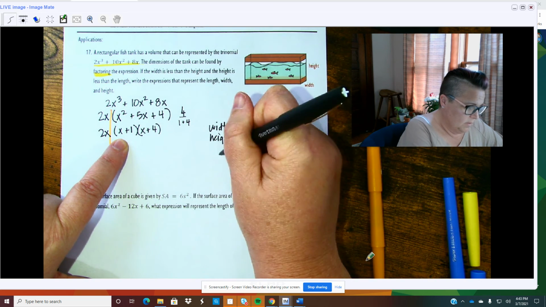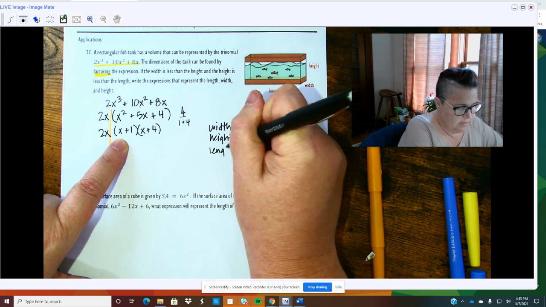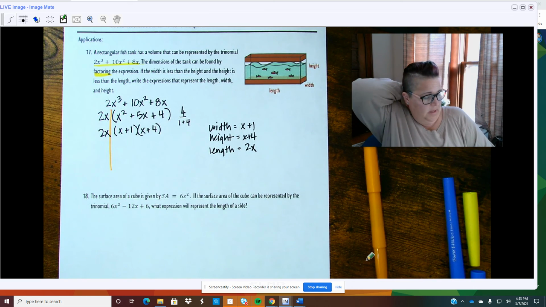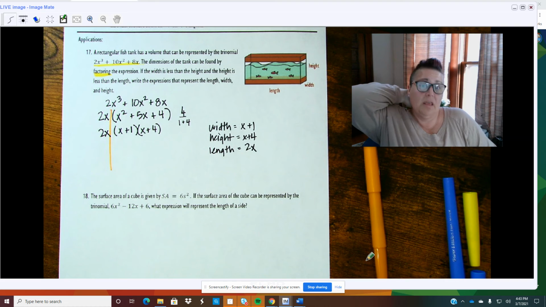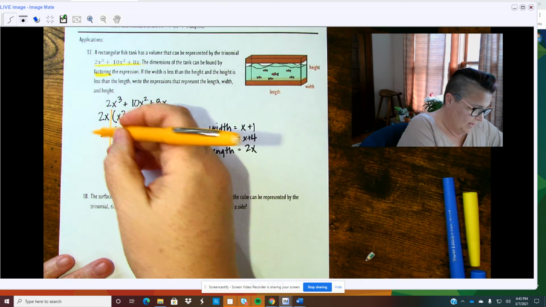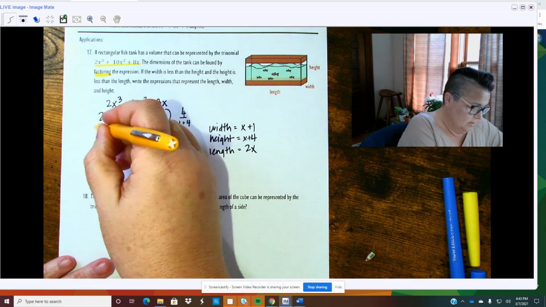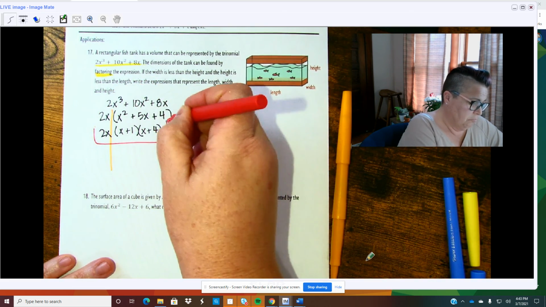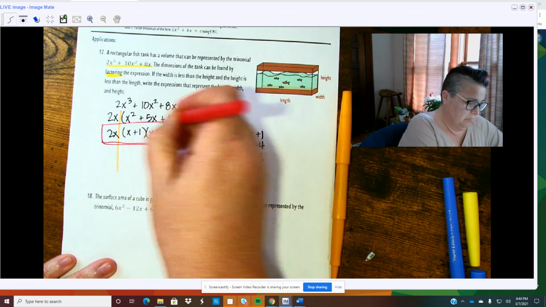And we're going to say the length is 2x. That will work for everything bigger than 4. That's more information than you needed to know. All right, but I've got the 3 factors. My 3 factors are 2x, x plus 1, and x plus 4. That'll work. Okay.